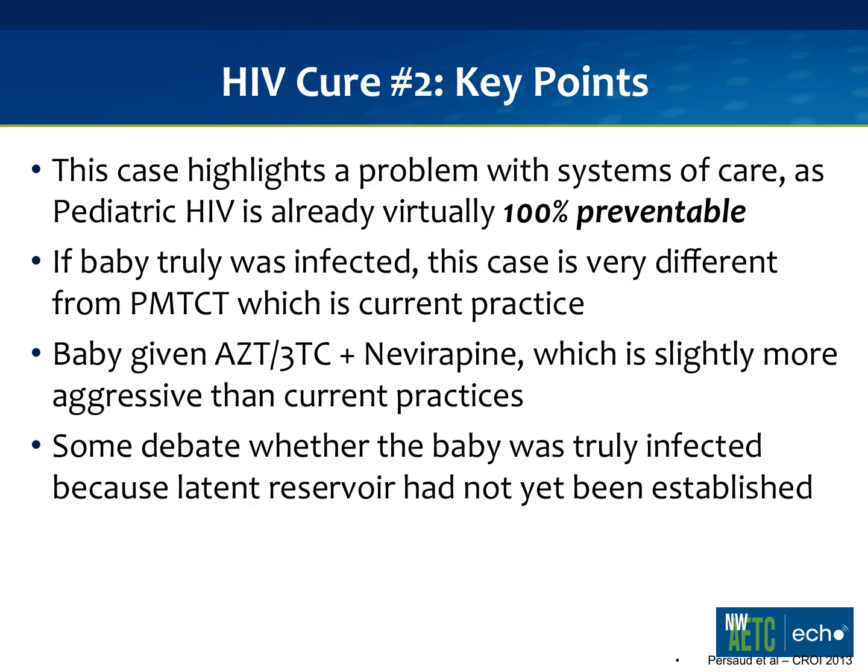So what are the implications here? What are the key points? As I mentioned a little bit earlier, this highlights a problem of our system of care. This woman really should have had prenatal care, and pediatric HIV, when it's managed appropriately, is virtually 100% preventable.